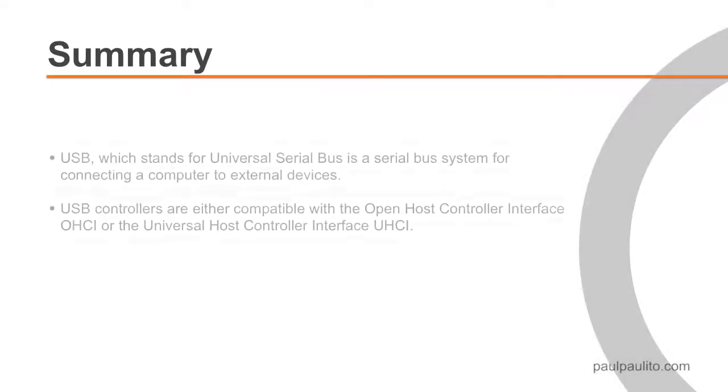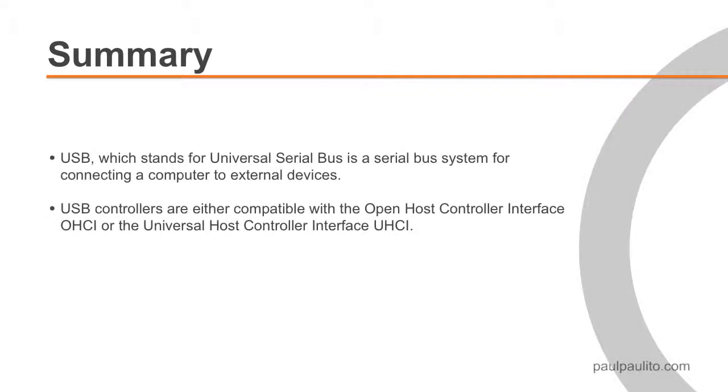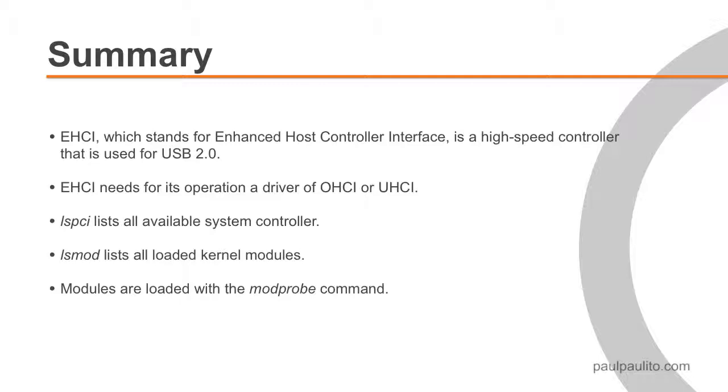Summary. USB, which stands for Universal Serial Bus, is a serial bus system for connecting a computer to external devices. USB controllers are either compatible with the Open Host Controller Interface OHCI or the Universal Host Controller Interface UHCI. EHCI, which stands for Enhanced Host Controller Interface, is a high-speed controller that is used for USB 2.0. EHCI needs for its operation a driver of OHCI or UHCI.